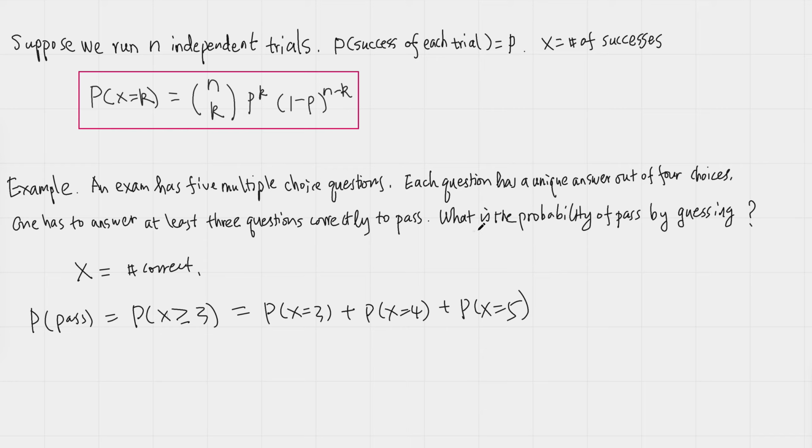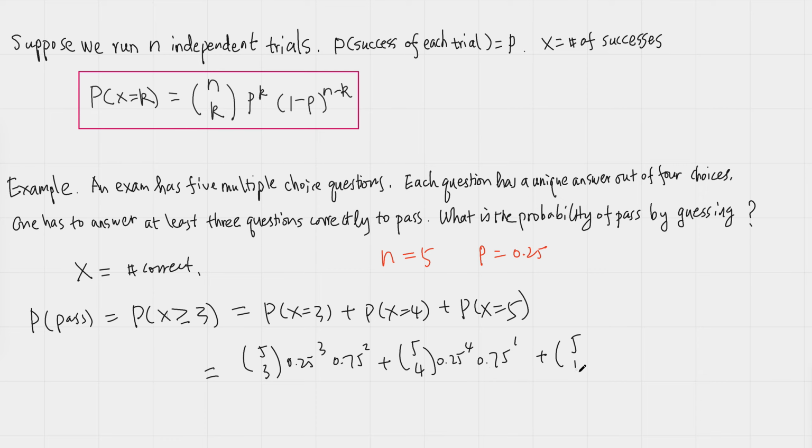First, we can view the answer for each question as one trial. Based on the assumption, we know that p is 0.25. The probability of success is 0.25 because there are 4 choices. And we have 5 questions, so we run 5 trials. So n is equal to 5. Now let's apply this formula. This is equal to 5 choose 3 times 0.25 to the third times 0.75 to the second, plus 5 choose 4 times 0.25 to the fourth times 0.75 to the first, plus 5 choose 5 times 0.25 to the fifth times 0.75 to the 0th. And this is roughly 10.4%.